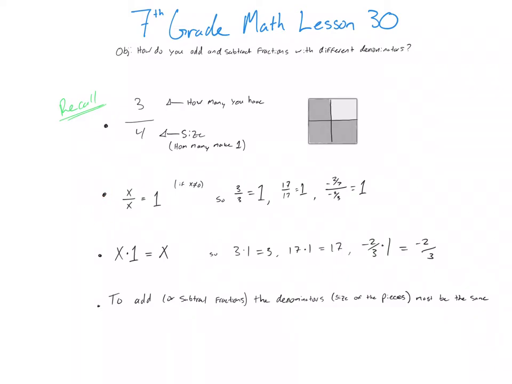Also recall that any number divided by itself, as long as it's not 0, is equal to 1. So 3 over 3 is 1, 17 over 17 is 1, 2/3 divided by 2/3 is 1. Also, please recall that any number times 1 is just equal to that same number. So 3 times 1 is 3. 17 times 1 is 17. Negative 2/3 times 1 is, you guessed it, negative 2/3.